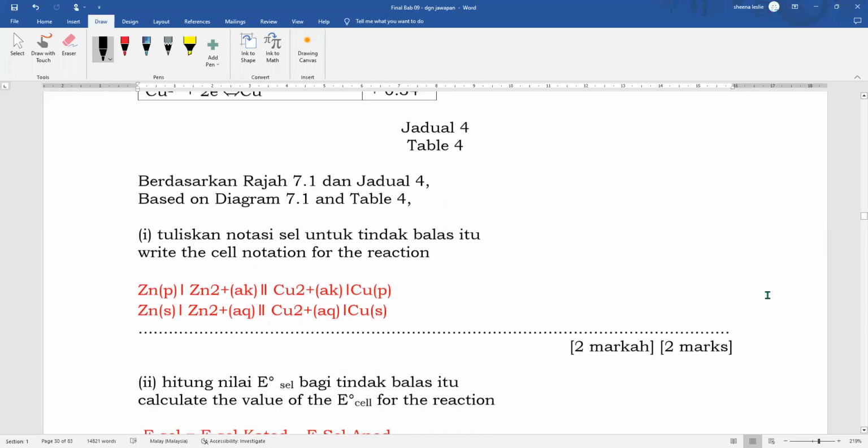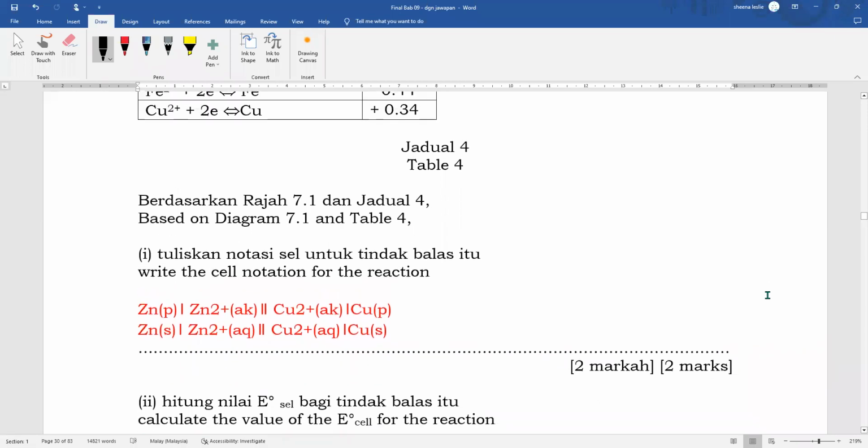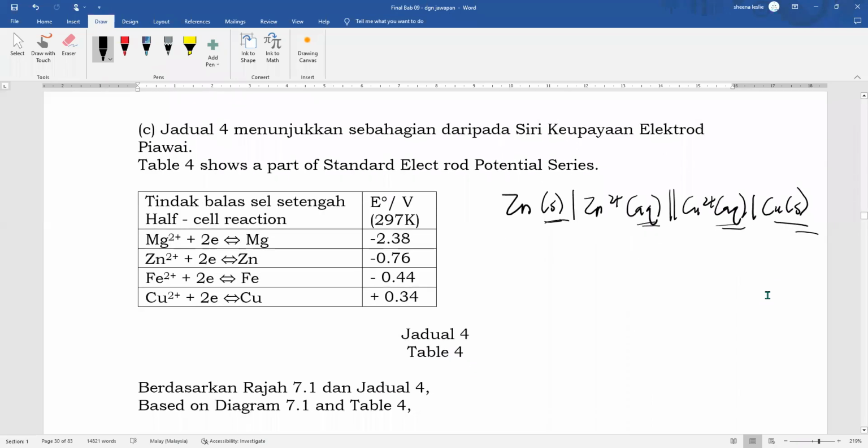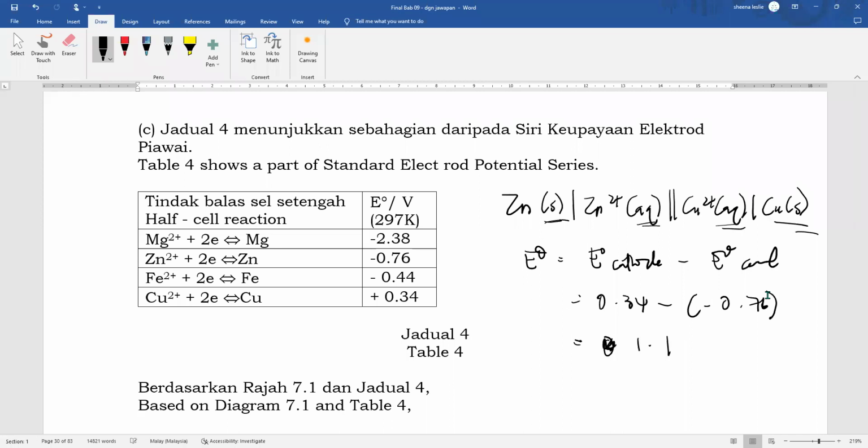Next question is, what is the E naught value for the reaction? How do I find my E naught value? Cathode minus anode. Very good. My E naught value is cathode minus anode. What's my cathode here? 0.34, plus. Yes, very good. 0.34 minus 0.76. So what's my answer? 1.10 volt. Did you all get that?